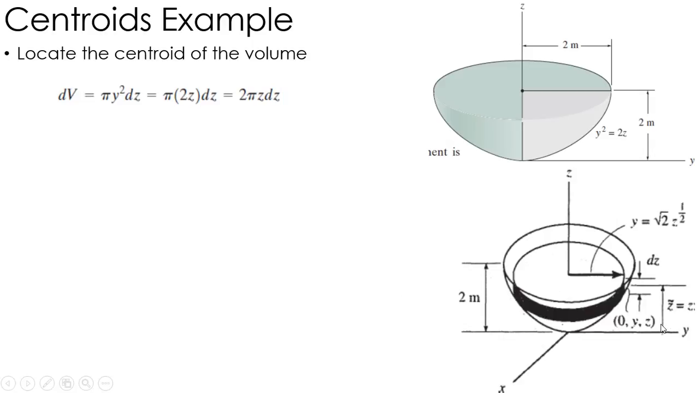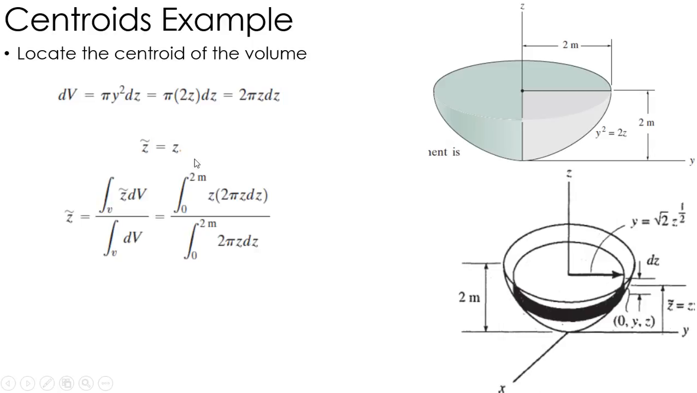The other thing I need to know is the centroid location, and really it's just at some arbitrary distance z away. We're going to integrate over, basically stacking these thin disks one on top of another, to create this object. So we're going to apply that equation, where it's the integral of z tilde dV over the integral of dV. So I take what I know about dV and z tilde.